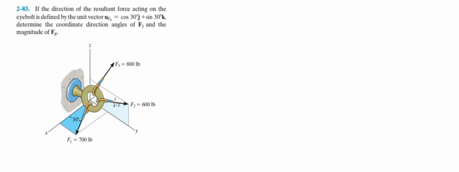Hello everyone, let's try this question. This question says that if the direction of the resultant force acting on the eye bolt is defined as the unit vector, which is cos 30 degree j plus sin 30 degree k, determine the coordinate direction angles of F3 and the magnitude of Fr.